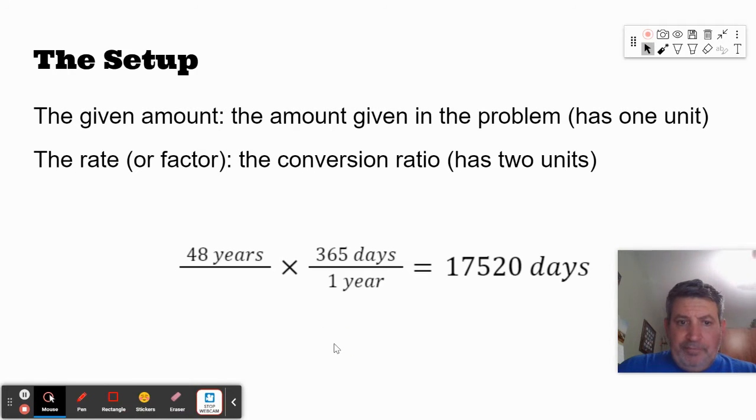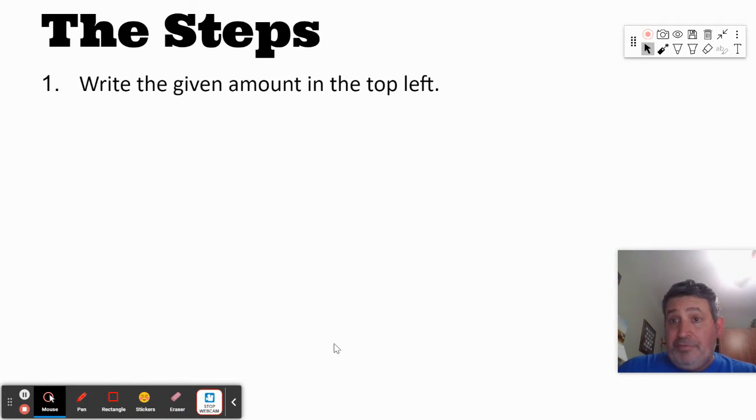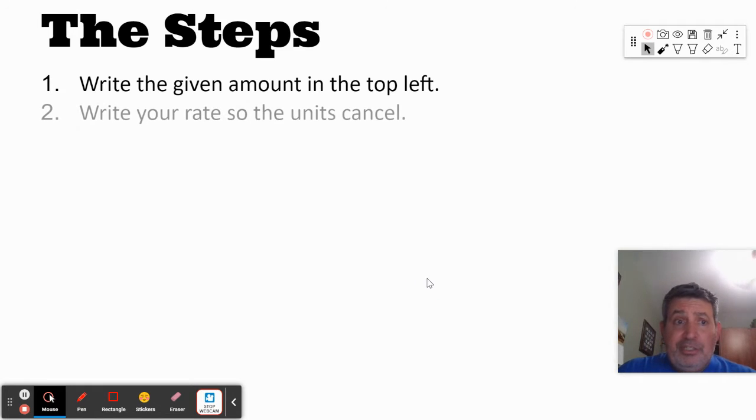So let's move on. Let's look at the steps for dimensional analysis. This is review from my class, or if you're learning how to do this in somebody else's class, these are the steps that I give my students. So 1 is to write the given amount in the top left. 2 is to write the rate, so the units cancel.